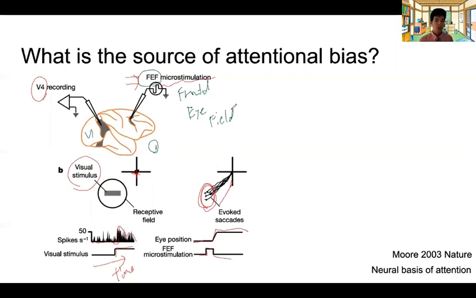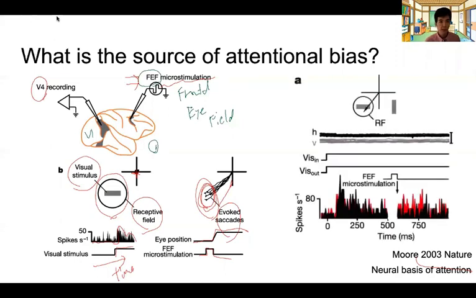So the setup is that V4 is recorded and FEF is also stimulated, and they match the location of the V4 receptive field and the FEF movement field, or eye movement field. This is a very demanding kind of experiment, and that's why in 2003 it went to Nature, the top journal.